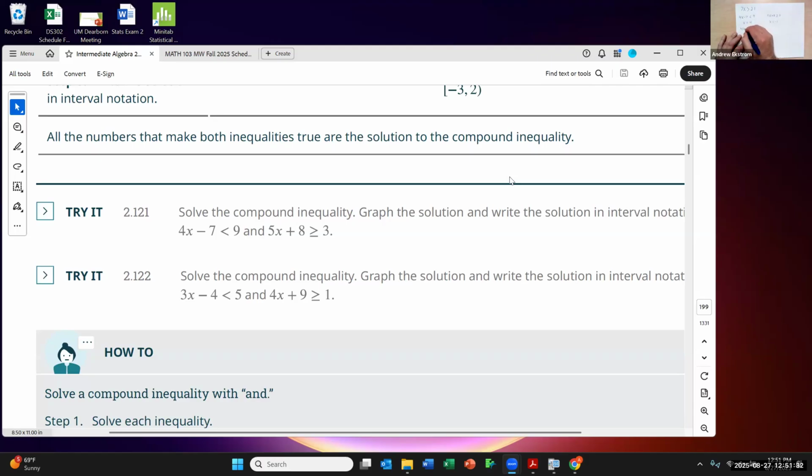So here, the first step, we want to get x by itself. So the -7, move it to the other side. So we're going to be adding 9 plus 7, 16. And then -7 plus 7, that cancels out. Divide both sides by 4.